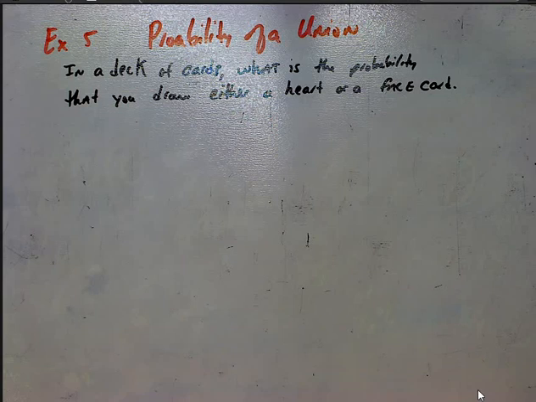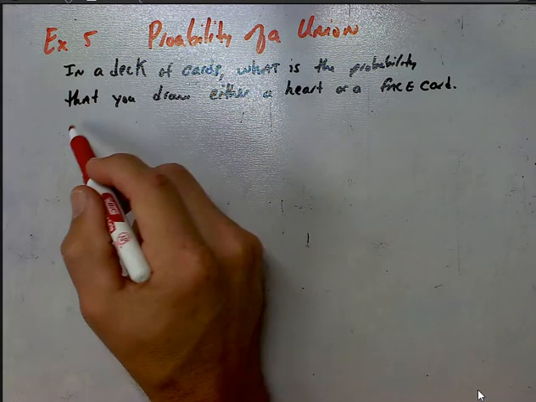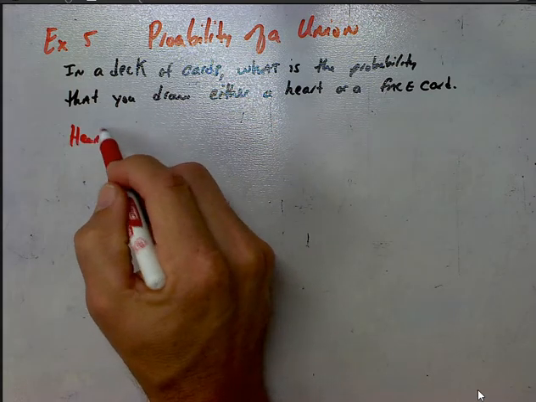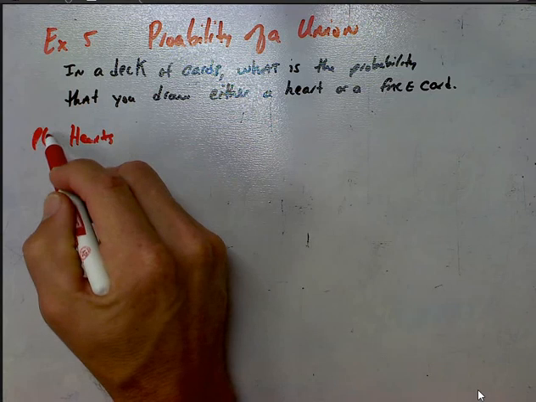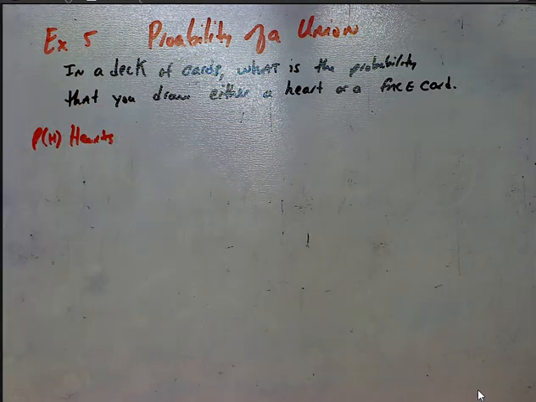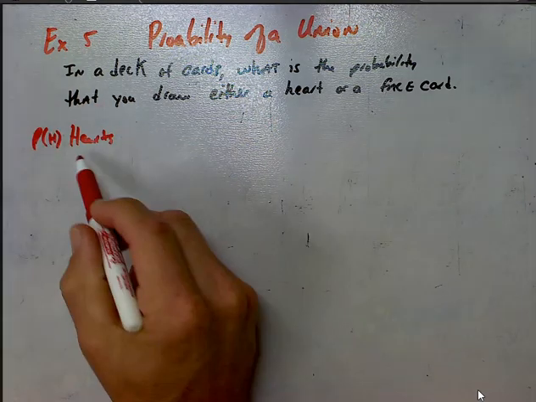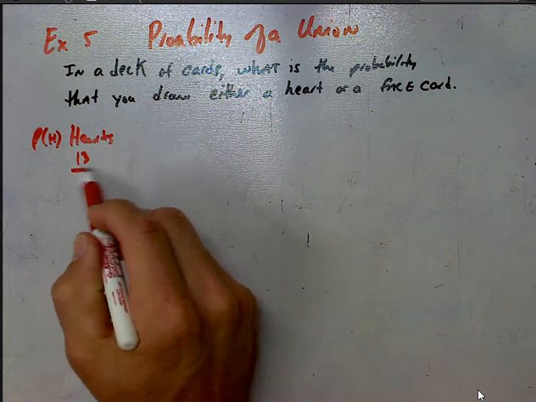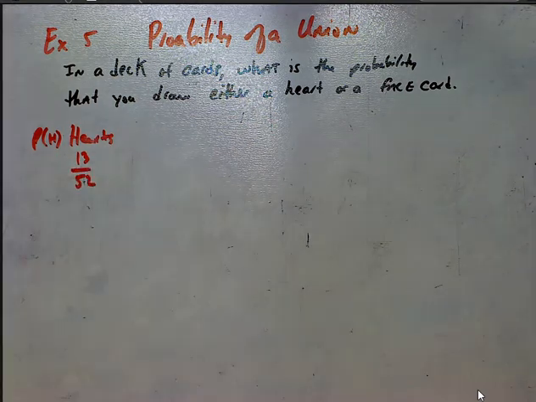Okay, example 5 talks about probability of a union. It says in a deck of cards, what's the probability that you draw either a heart or a face card? Okay, well, let's start with hearts. And we'll call this the probability of drawing a heart. Well, the probability of drawing a heart, there's 13 hearts out of 52 cards, so it's 13 out of 52.